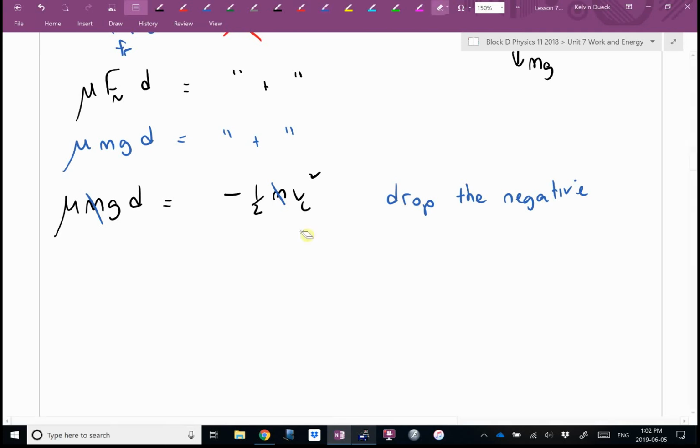Okay? Get the v by itself. I could either divide by 0.5. If it's okay with you, I'm going to times by 2 instead, because it's going to look prettier. And I'll get this, 2 mu g d, that equals v initial squared.